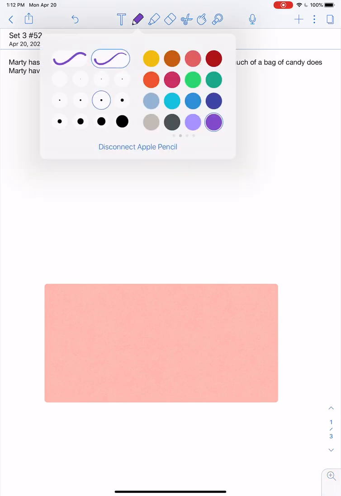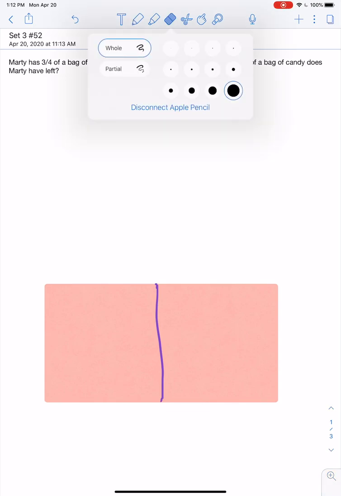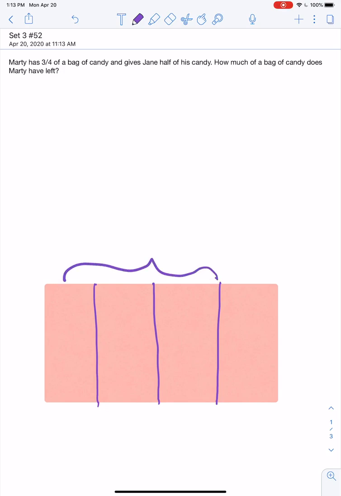All right, so let's think about this pink rectangle that I have down here. Let's think about this as a bag of candy, and I'm going to use my pencil and indicate where 3/4 of a bag of candy is what Marty has. So if I take this bag of candy and I split it in half, that's not very straight. I'll try it again. And then take each half and split it in half. I should have 4ths. And so Marty has 3/4 of this bag.